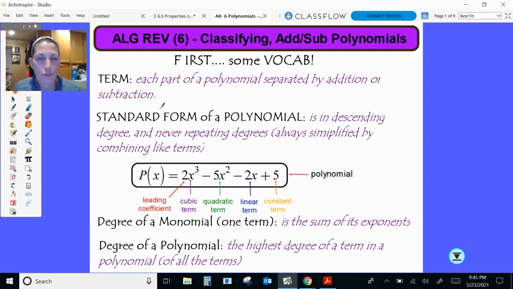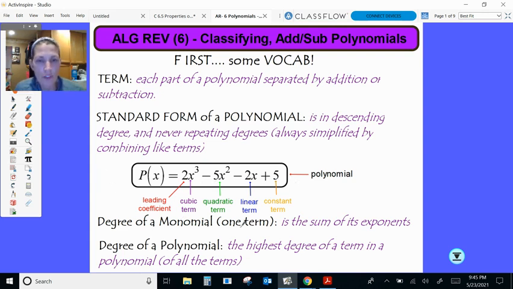Okay, standard form of a polynomial is always in descending degree, so highest degree first, never repeating degrees, so always in simplified form. So here is a standard form polynomial, highest degree, and then 2, 1, and then a 0, constant term. This is what's called the leading coefficient of the whole polynomial. So it's the first number that occurs. My cubic term, quadratic term, linear term because it's a power of 1, quadratic because it's a power of 2, and cubic because it's a power of 3, and so forth. Okay, so always in descending order.